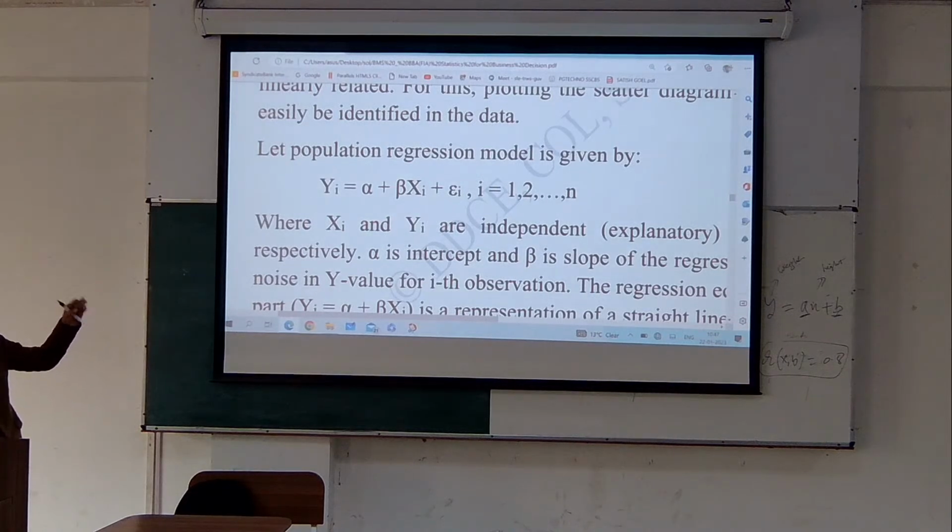Suppose for any given bivariate data, x and y, 10 observations are given to you. For each y, you have some x value. Suppose at a height of 160, the weight is 50 kilograms. But if you calculate using this formula, then it may not come exactly the same. So there may be some error, you can say. So there is an error for each observation. These errors are independent. They are not dependent.